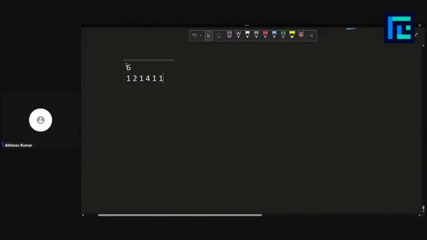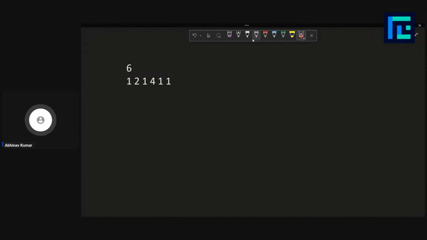So if you look at this test case, let's say you have this. You are given an array. You want to check how many subarrays satisfy the condition that sum is equal to product. So let's check for every subarray. 0, 1, 2, 3, 4, 5. Let's index it.